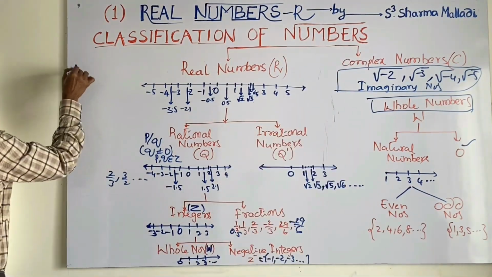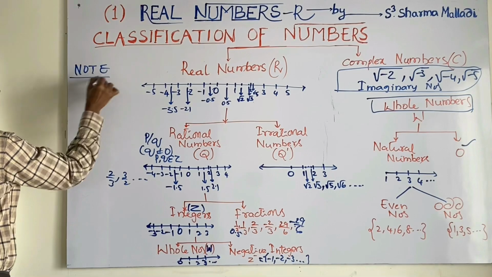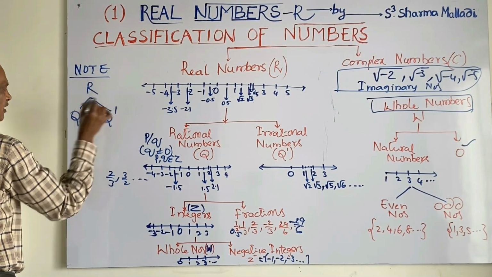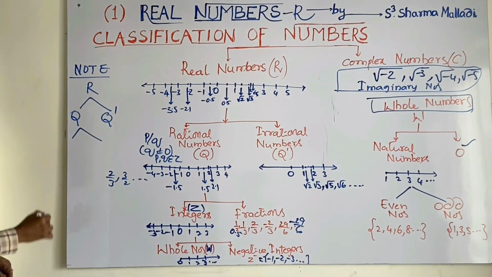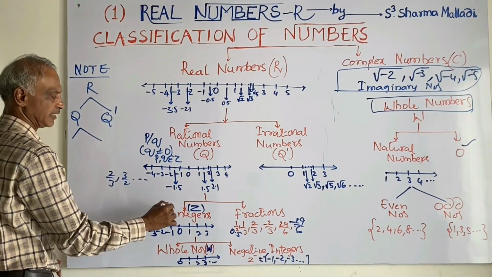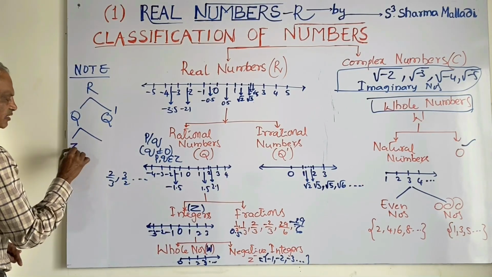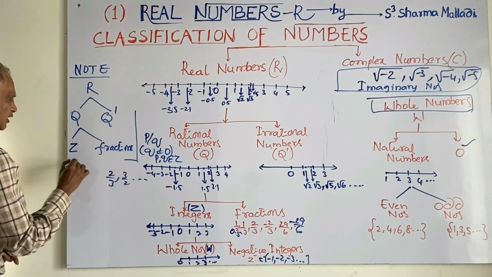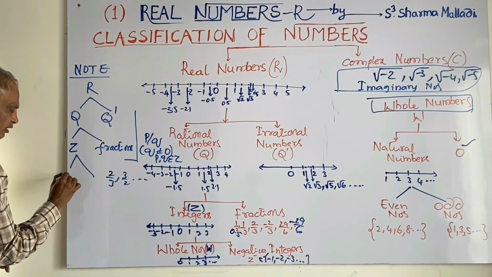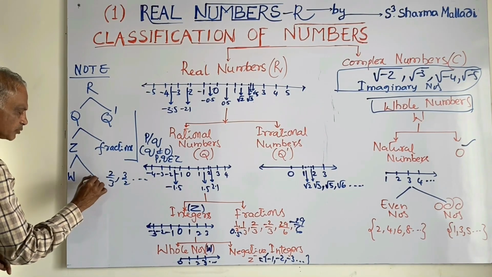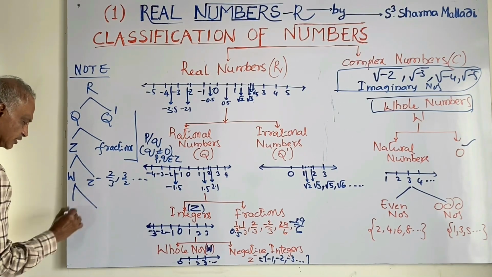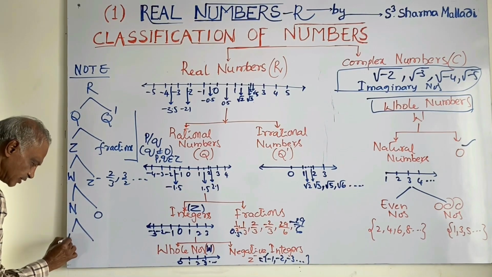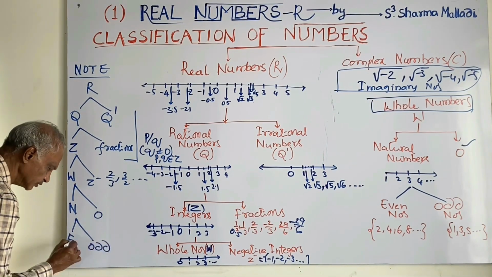I will give a note for you. Real numbers are divided into two: rational and irrational numbers. Rational numbers are divided into integers and fractions. Integers are again divided into whole numbers and negative integers. Whole numbers are again divided into natural numbers and 0. Natural numbers are divided into even numbers and odd numbers.